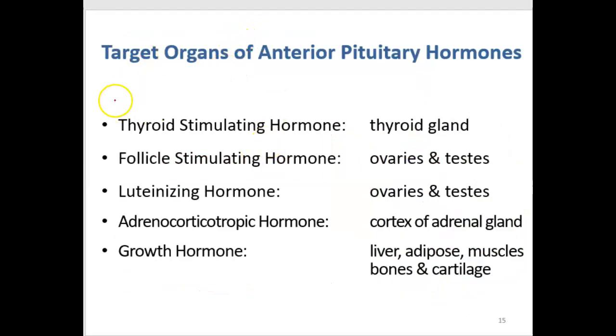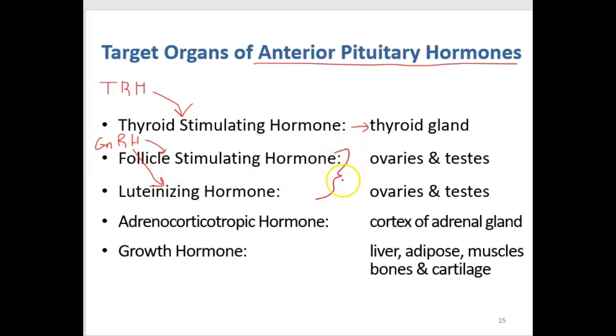So we first had the hypothalamus release TRH, which affected the anterior pituitary and caused it to make thyroid stimulating hormone. That will act on the thyroid gland. Then we had the gonadotropin releasing hormone from the hypothalamus, causing the anterior pituitary to make luteinizing hormone and follicle stimulating hormone, and both of these target the ovaries and the testes.